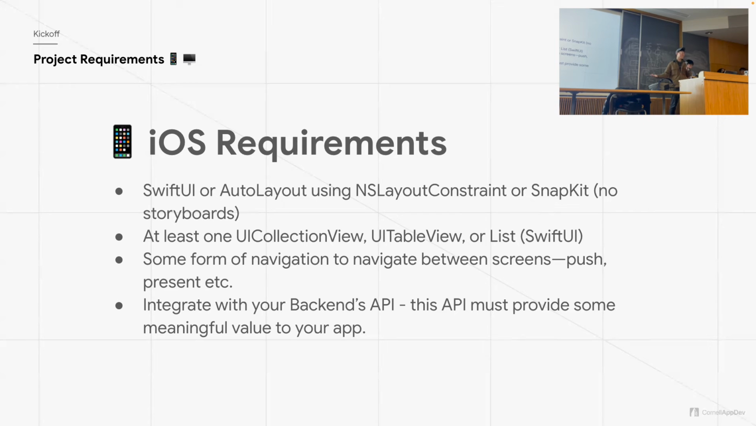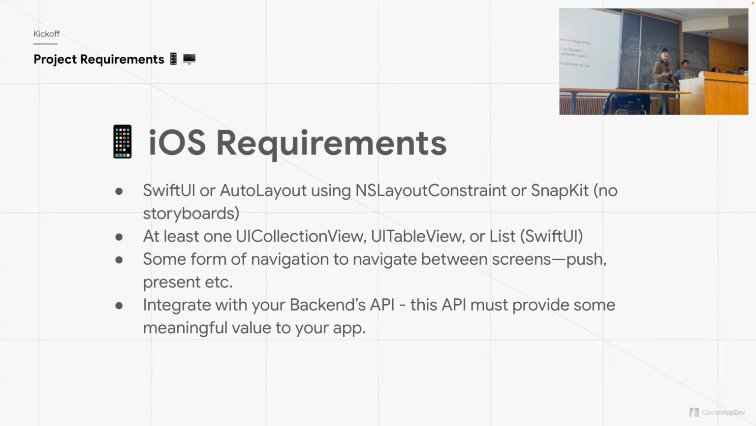But yeah, okay, so more about the requirements. SwiftUI or Auto Layout, some way of laying out things. You can also choose to use SnapKit if you really have a burning passion for using it, that's also okay. Make sure you use one form of scroll view or higher-level view, so that's either a table view, a collection view, or, if you're going to use SwiftUI, a list.